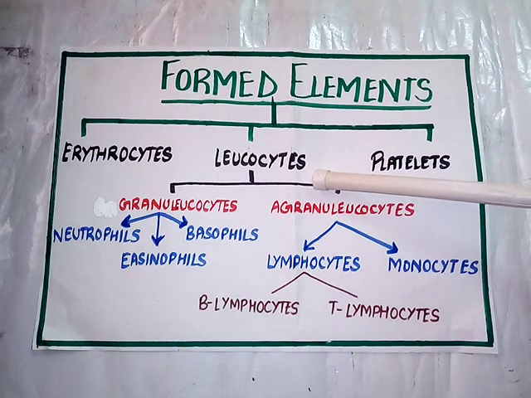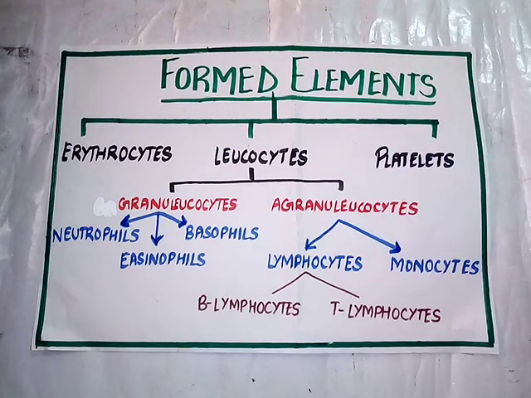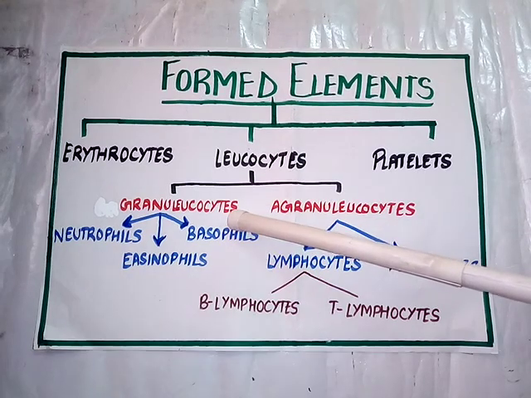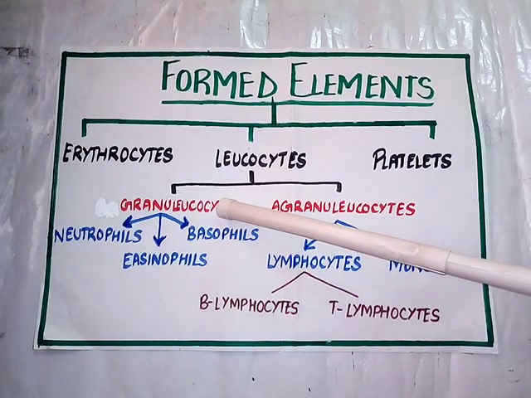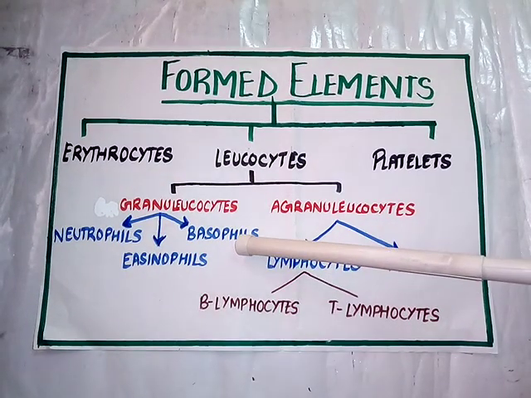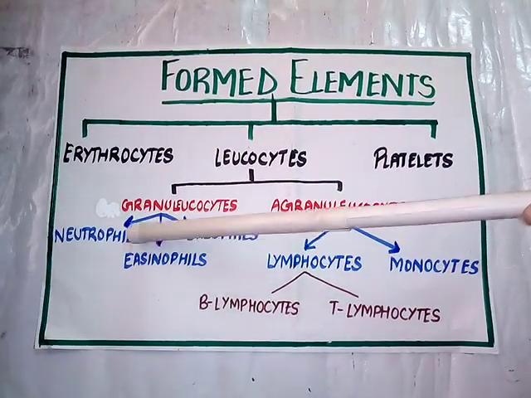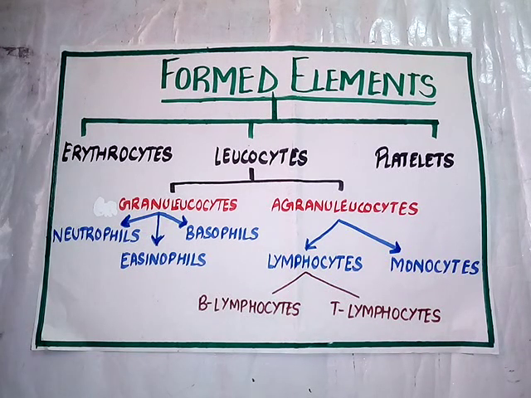So leukocytes. The second formed element is leukocytes, which is also known as white blood cells or WBCs. They are known as white blood cells because of their white color due to the lack of hemoglobin. The leukocytes are further divided into granulocytes and agranulocytes, and granulocytes are further divided into neutrophils, eosinophils, basophils. Talking about the neutrophils, they are phagocytic cells. Phagocytic cells means they destroy foreign organisms entering our body.